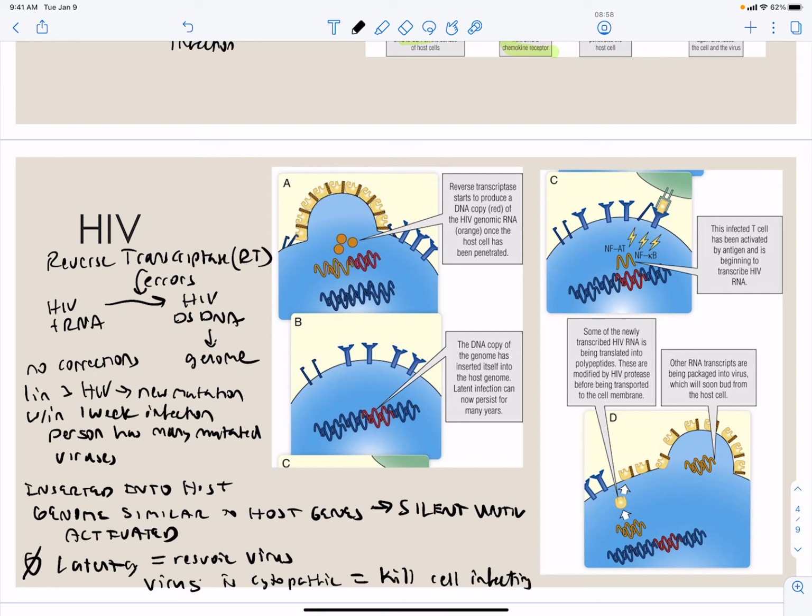Now, not all viruses are cytopathic. We talked about hepatitis B, for example, which is not cytopathic. It's the immune response that causes the toxicity. With respect to HIV, it does kill the cells.